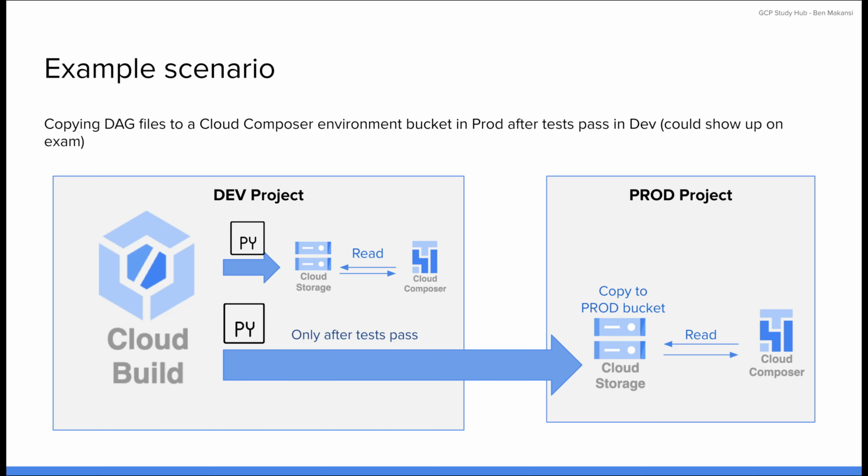these DAG files. So this setup ensures that only tested and verified DAGs make it to production, maintaining the stability and reliability of your deployments. And Cloud Build in this case is helpful because it handles both the deployment to the dev environment and the promotion to the prod environment once everything checks out. So this gives you an idea of how Cloud Build can automate deployments and make things a lot easier. All right, that's our discussion of cross-project deployment.